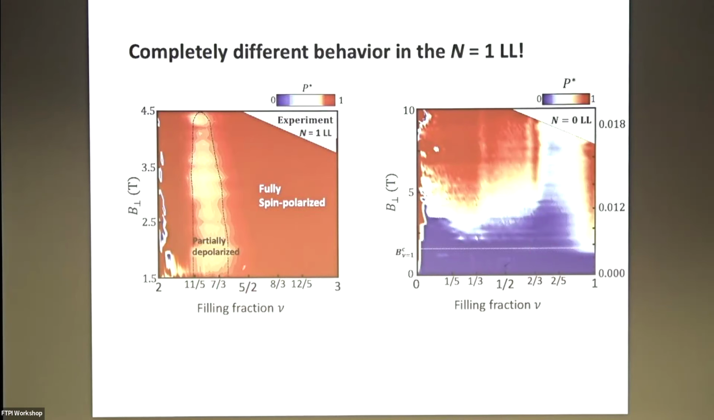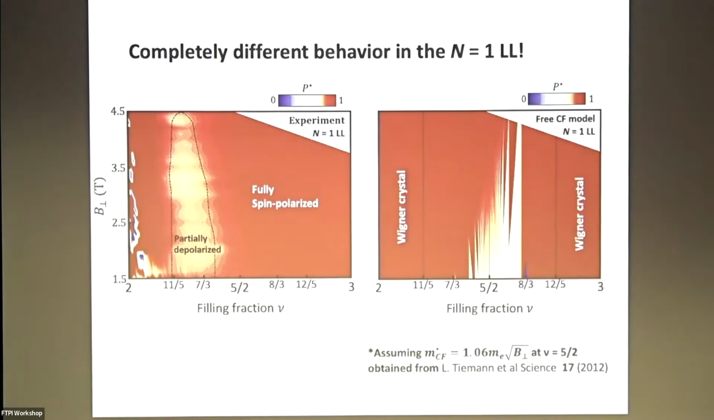Filling factor 5/2 is basically everything spin polarized, except where it's supposed to be spin polarized at 7/3. And what we find here is that 5/2 is polarized down to as low as we can measure. So this is just a comparison between the free composite fermion model and what we see, and they're radically different in the second Landau level.